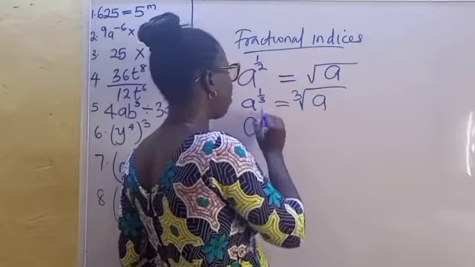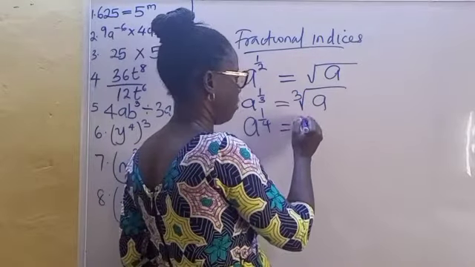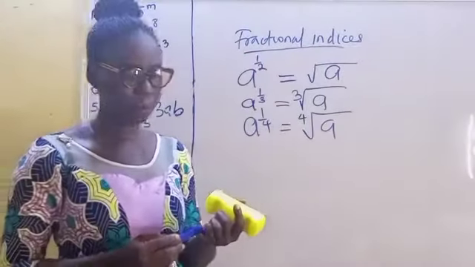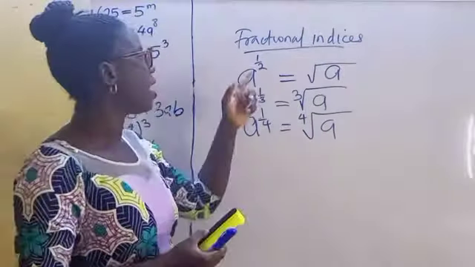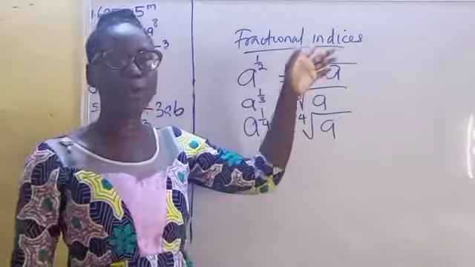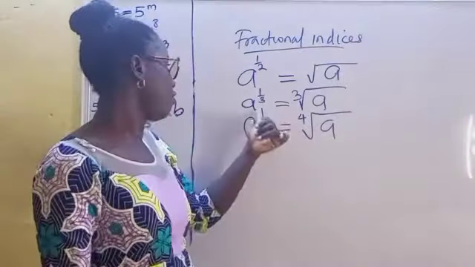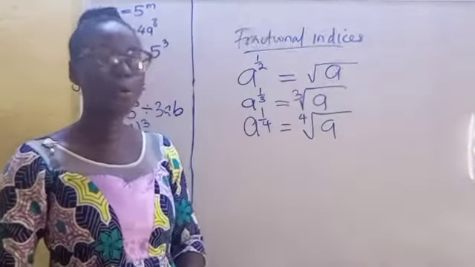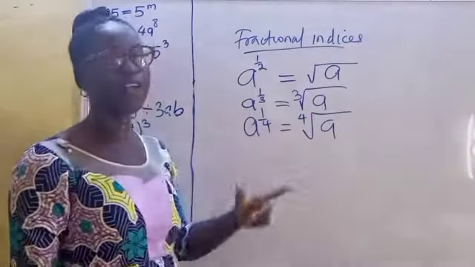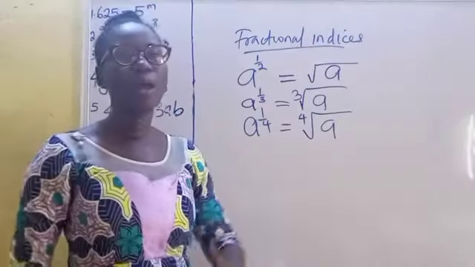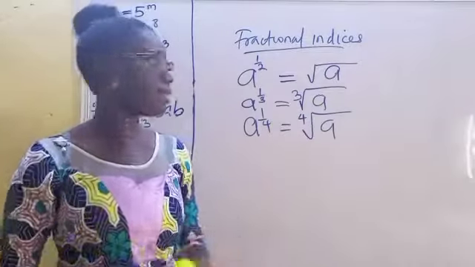A raised to the power of 1 over 4 is the fourth root of A that we are looking for. So when we have A raised to the power of 1 over 2, we know we are looking at the square root. If you have A raised to the power of 1 over 3, we are looking at the cube root. If we have 1 over 4, we are looking at the fourth root of A. On and on like that.